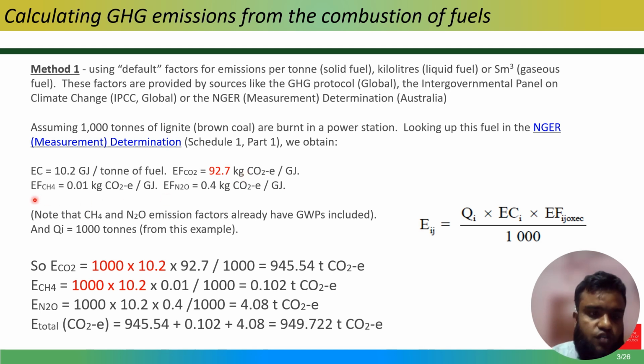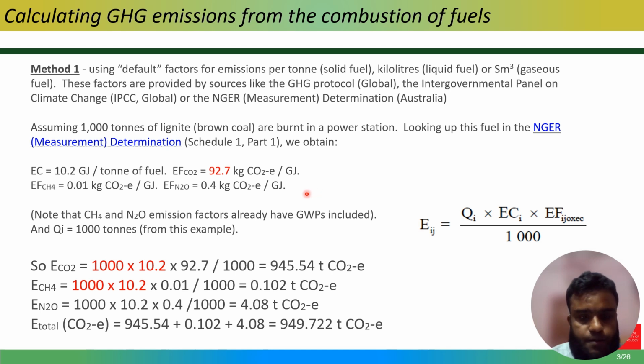So the emission factor for methane is 0.01 kilogram of CO2 equivalent per gigajoule of energy. And finally, the emission factor of nitrous oxide is 0.4 kilogram of CO2 equivalent per gigajoule of energy.